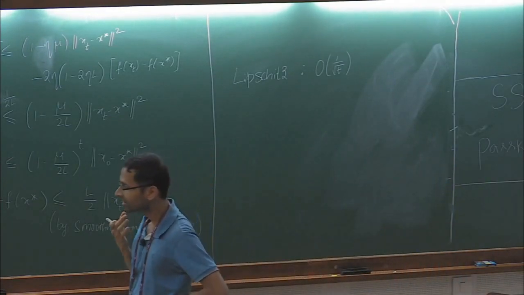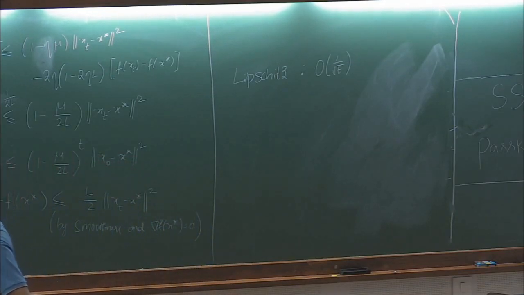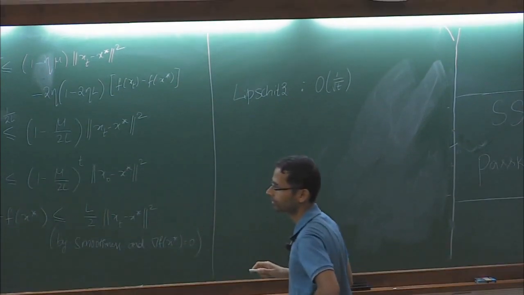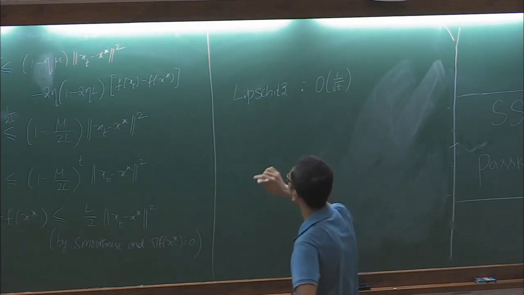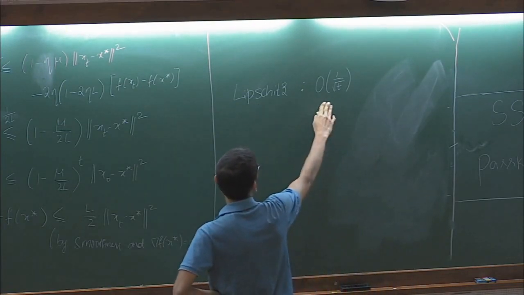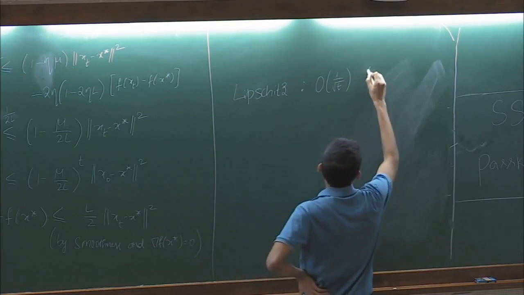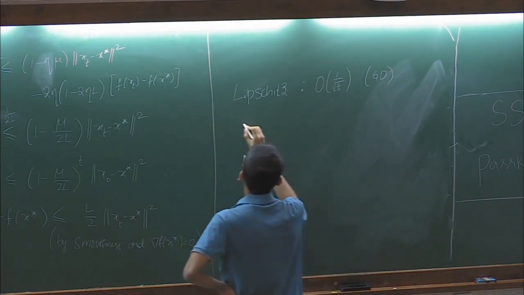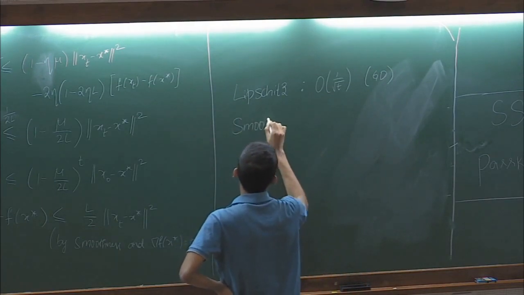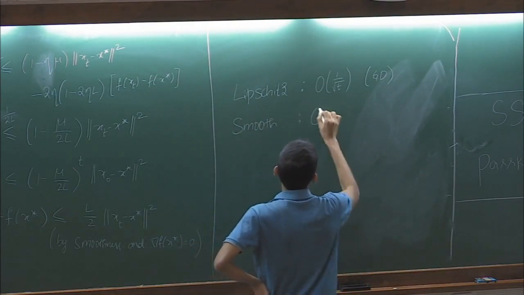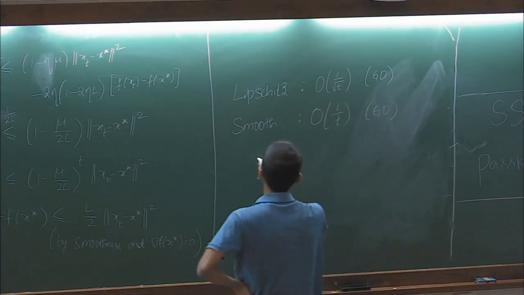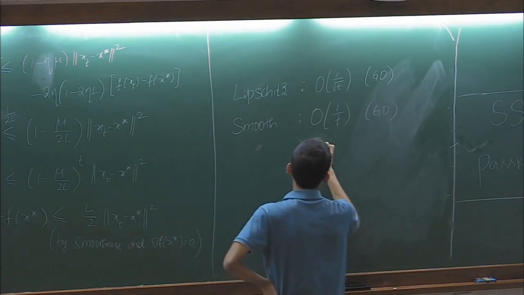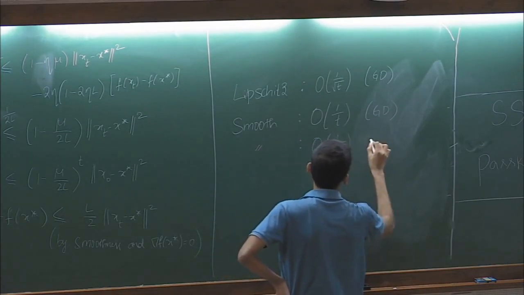Sorry? We did this in the last lecture by using smoothness, yeah. So just comparing the results from last lecture. For Lipschitz functions, we saw that gradient descent achieves a rate of 1 over square root t. For smooth functions, gradient descent gets a rate of 1 over t. Again for smooth functions, Nesterov's accelerated gradient gets a rate of 1 over t squared.